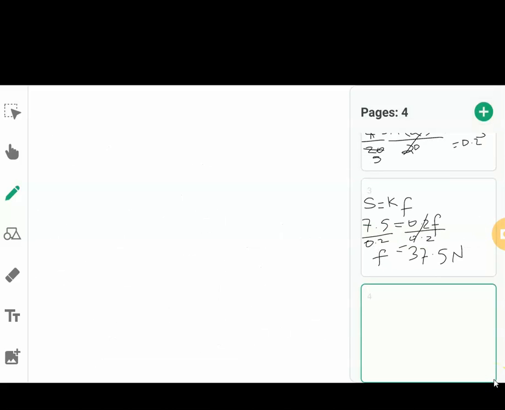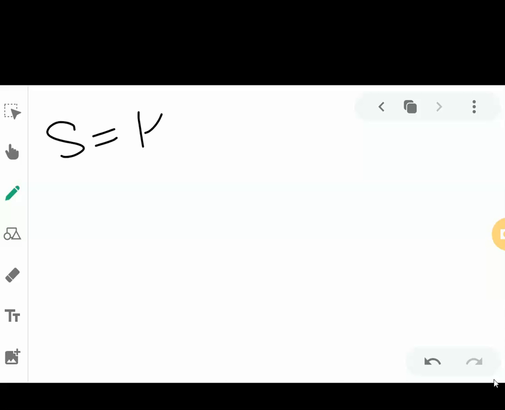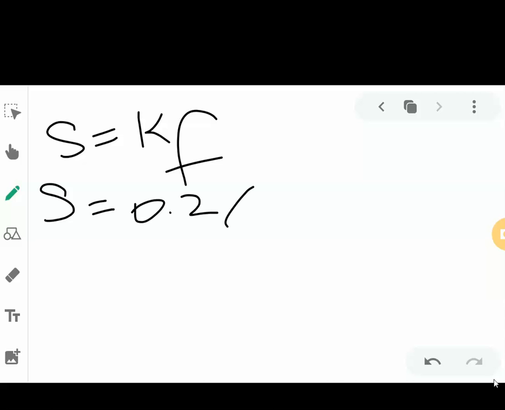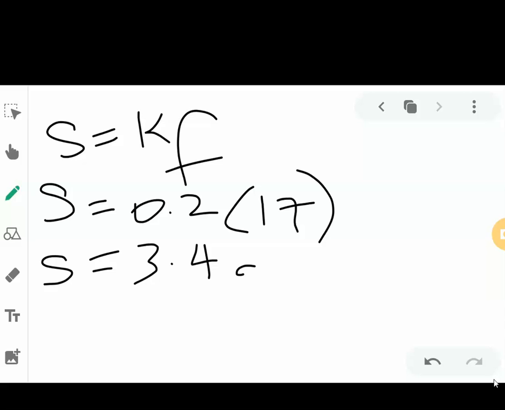Part B says, what increase in length will be produced by a 17 newton force? So again, you must start with your equation. So S equal KF. So this time we're trying to find the stretch. K is 0.2 and the force is 17. So the stretch is going to be 0.2 multiplied by 17, and 2 times 17 is 34, 1 decimal place, so that is going to be 3.4 centimeters. And that's it for the question.